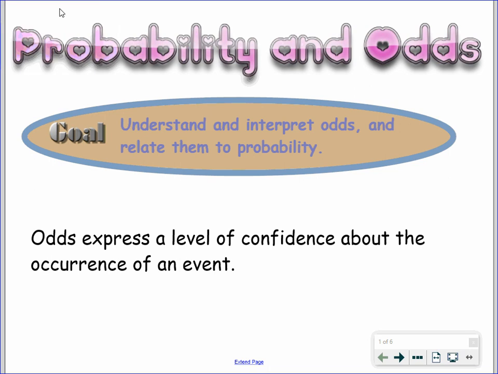In this lesson, we are going to talk about probability and odds. So we want to understand and interpret odds and relate them to probability. So we want to figure out how probability and odds differ, but also how they relate to each other. So odds express a level of confidence about the occurrence of an event.